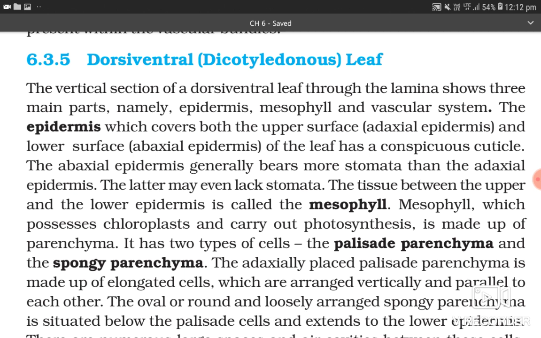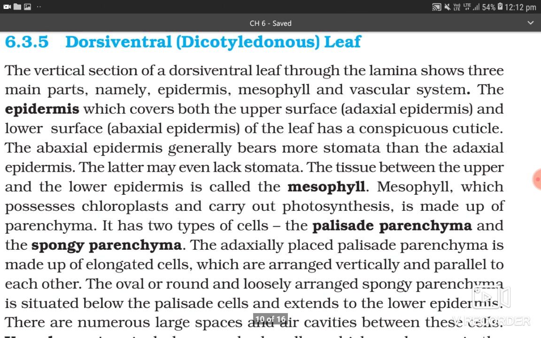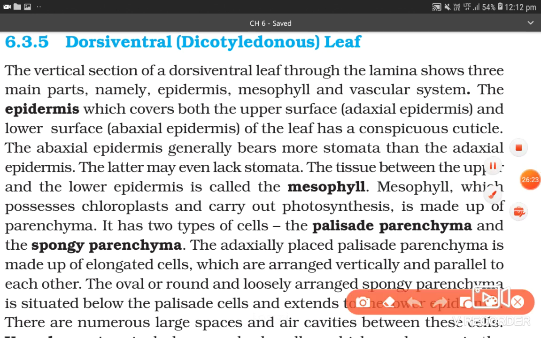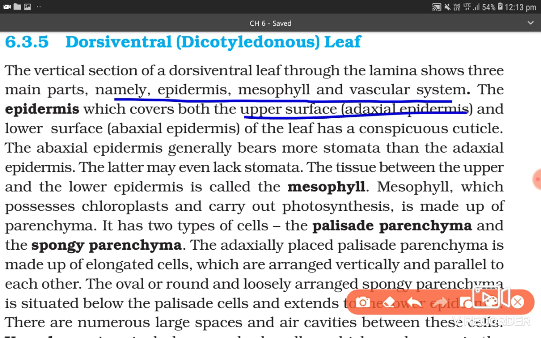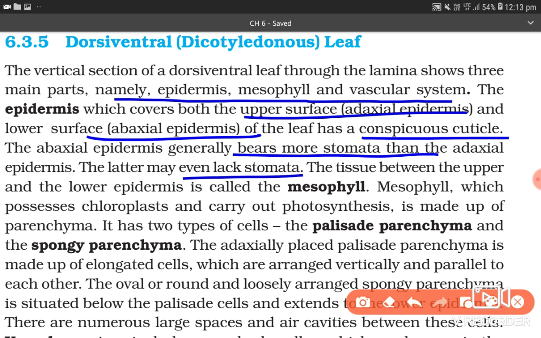6.3.5 Dorsiventral dicotyledonous leaf. The vertical section of a dorsiventral leaf through the lamina shows three main parts, namely epidermis, mesophyll, and a vascular system. The epidermis, which covers both the upper surface, adaxial epidermis, and lower surface, abaxial epidermis of the leaf, has a conspicuous cuticle. The abaxial epidermis, which is present on the lower surface, generally bears more stomata than the adaxial epidermis. The latter may even lack stomata.